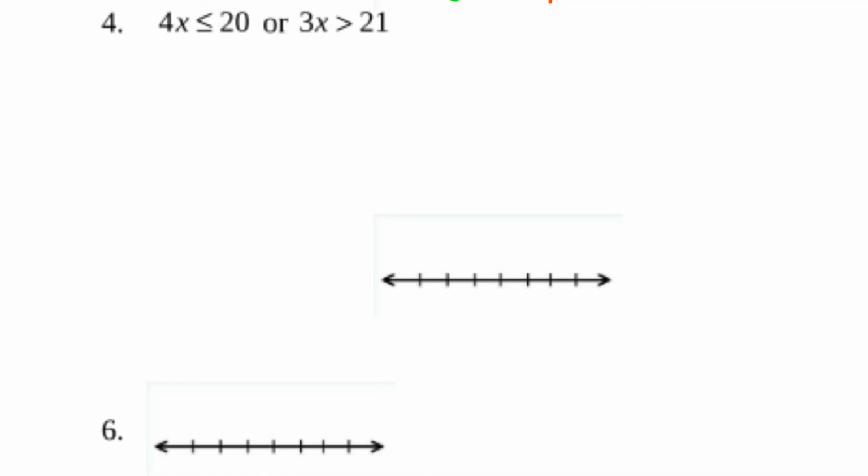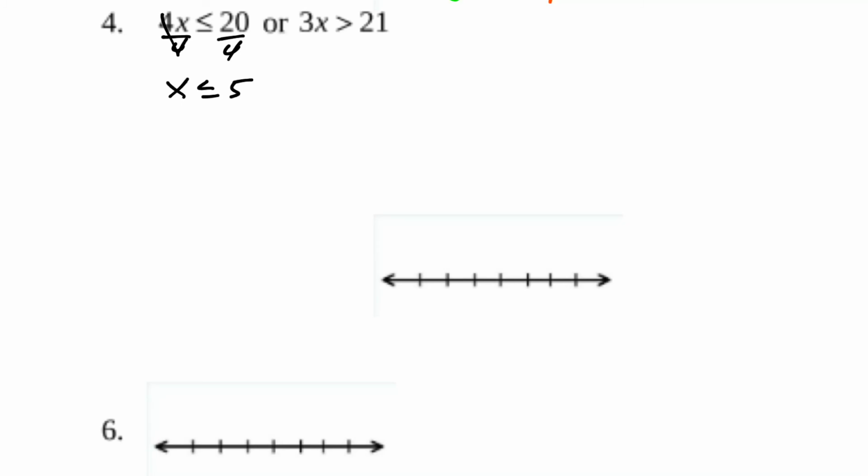In number 4, we already have two inequalities. They're connected with the word or. So since they're already separate inequalities, let's just go ahead and solve them both. So on the inequality on the left, the first thing I would do would be divide both sides by 4. And the 4's would cancel out on the left, and I get x is less than or equal to 20 divided by 4 is 5.